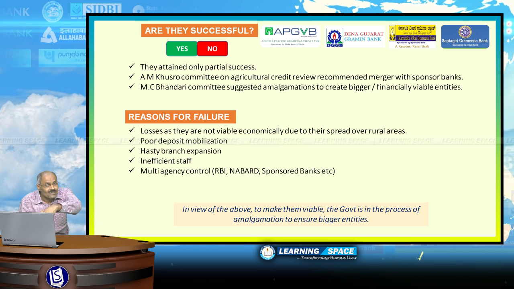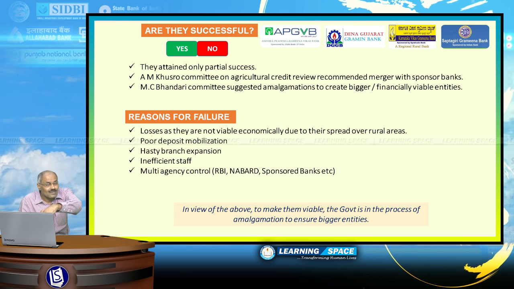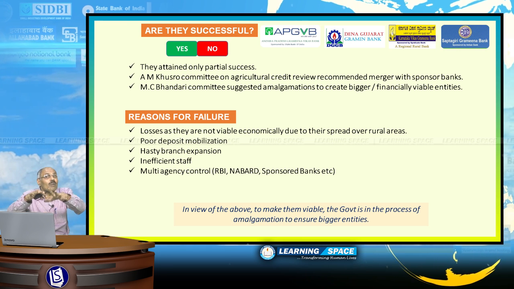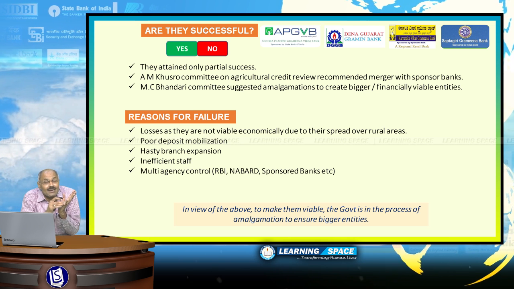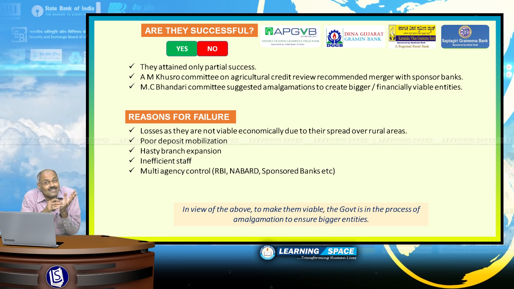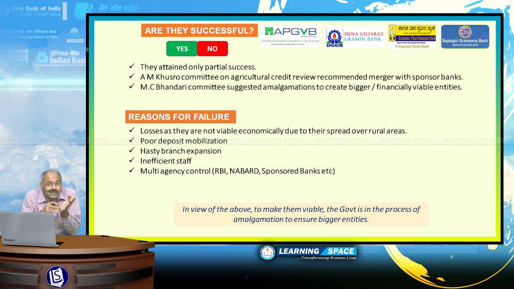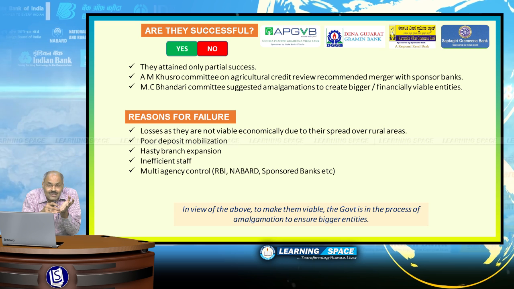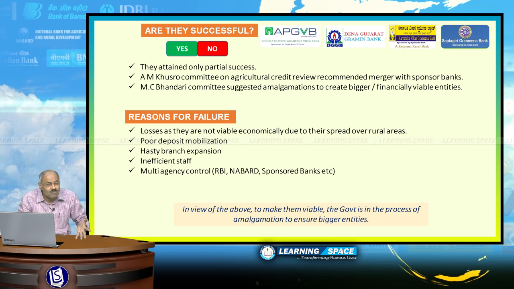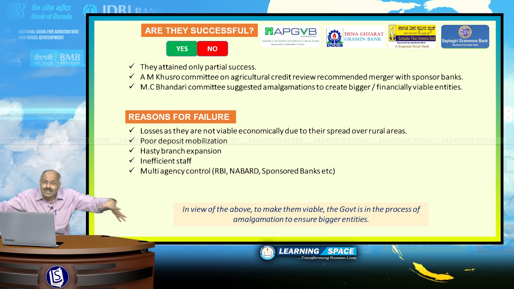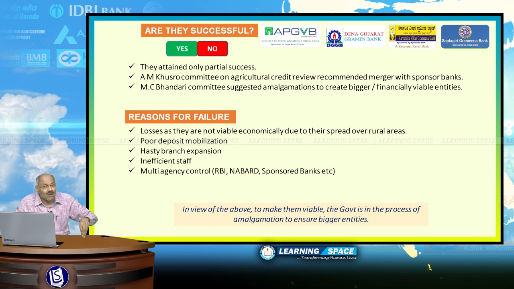Last but not the least, the most important aspect which is to be looked into before going into the success or failure of these banks is multi-agency control. On one side, the parent bank will be there giving instructions. On the other side, NABARD will be there, which is vested with the supervisory functions for agriculture and rural development. And RBI is there on the other side. So, because of all these reasons, and at the same time, as these branches are situated only in rural areas, their financial viability is in question. So, because of these reasons, they are not that successful.